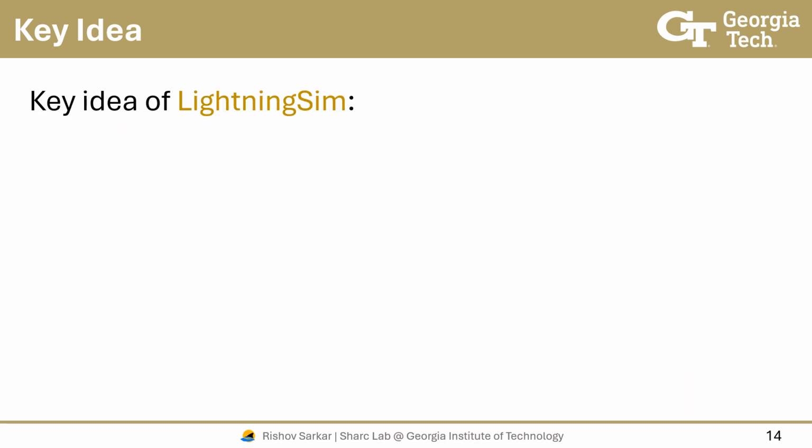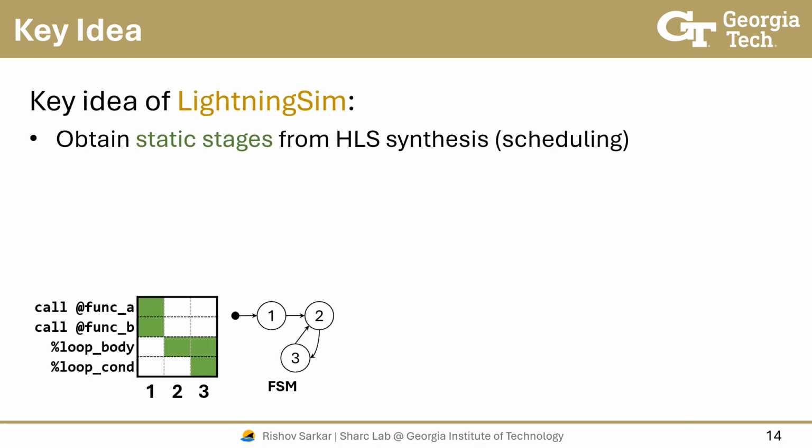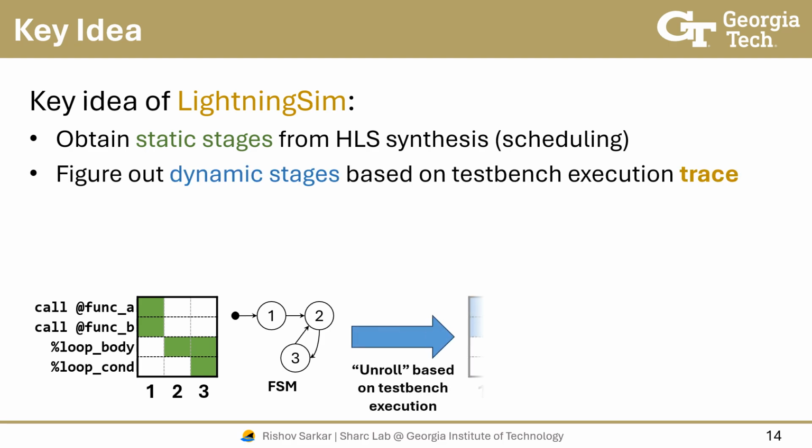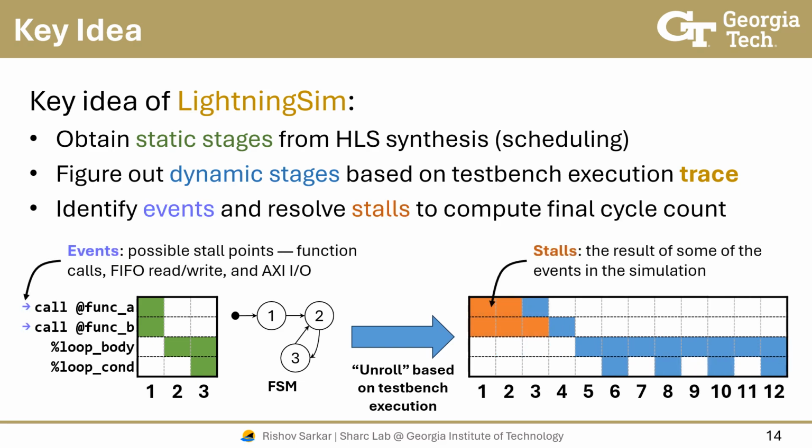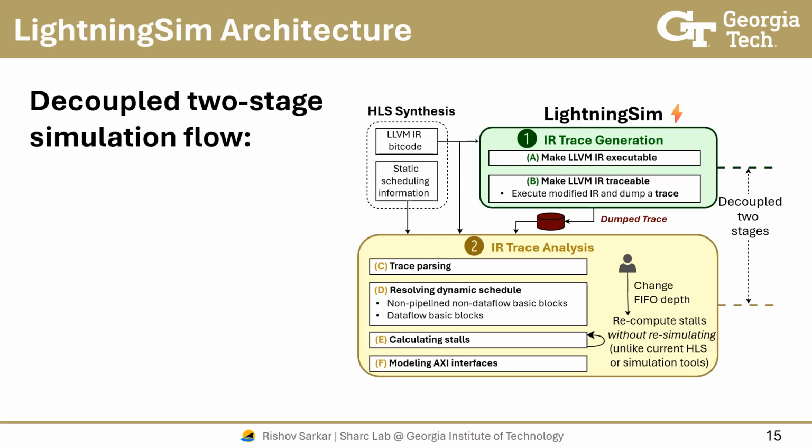That brings us to the key idea of LightningSim. We can obtain static stages from HLS synthesis from the scheduling process. We can figure out the dynamic stages based on the test bench execution trace, and based on that, we can identify events and resolve stalls to compute the final cycle count. LightningSim's architecture consists of a decoupled two-stage simulation flow.